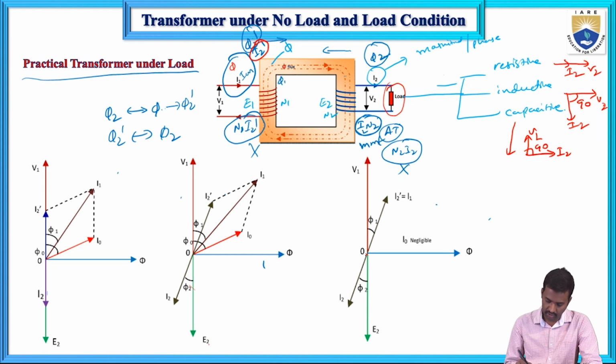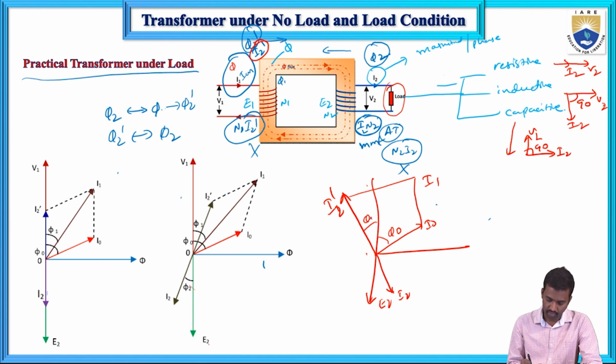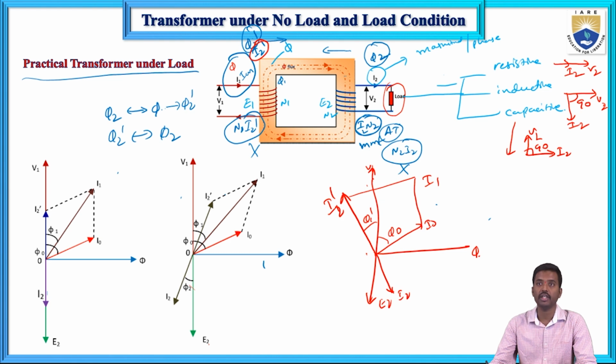In this case, I will draw first here this one. Same thing here: this is E2, and this is I2, this is I2 dash, and this is I naught. If you add this to I1, this is the phi naught, and this one is the phi 1 dash. So this is V1, and this one is phi, this is E2. So these are the three vector diagrams for resistive load, inductive load, and capacitive load.